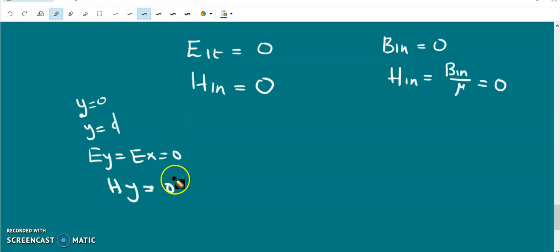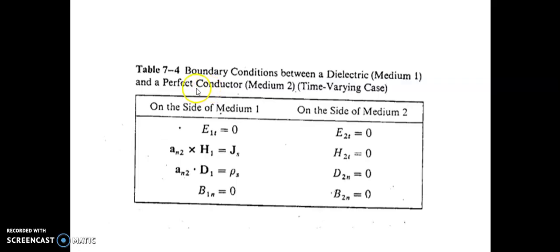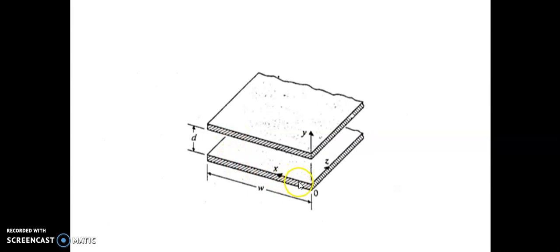Now we have to look at the other two boundary conditions for the two conducting plates. First of all, for the lower conducting plate, y equal to 0, we have to consider the boundary condition an2 dot D equal to rho s. an2 is the outward normal from medium 2 into medium 1. Here the perfect conductor is taken as medium 2 and the dielectric medium as medium 1. So then the outward normal is from medium 2 into medium 1.